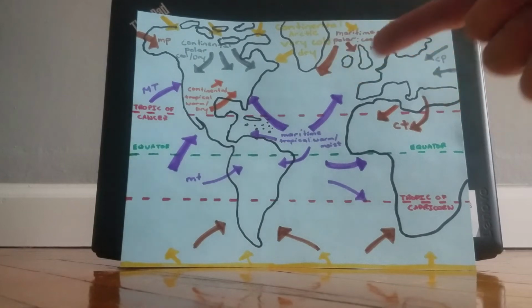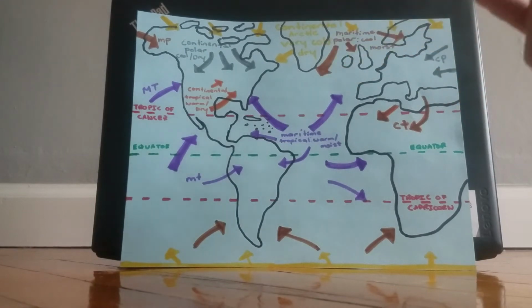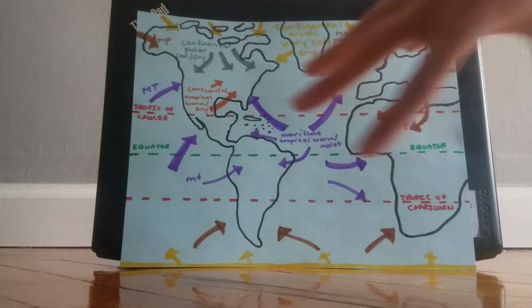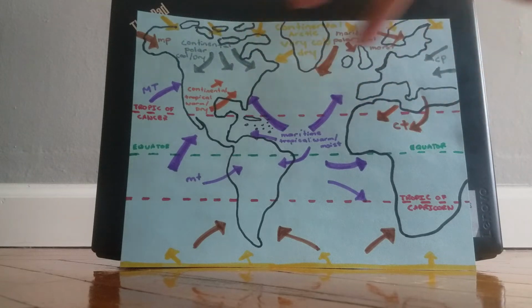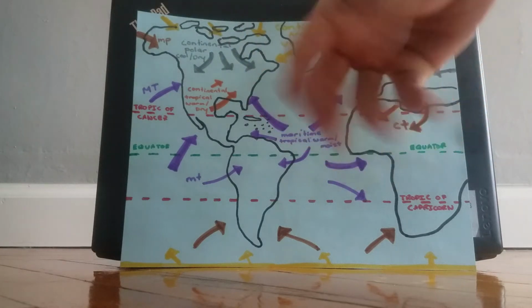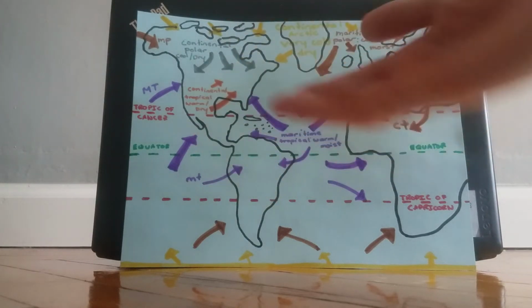You also have maritime Arctic. Okay, maritime Arctic is the same thing, except it's over water, so they can carry water. So they carry a lot of moisture. So to recap, you can see how all of these air masses affect the weather on the planet. There's some places on the planet that are affected by many different air masses, us included.